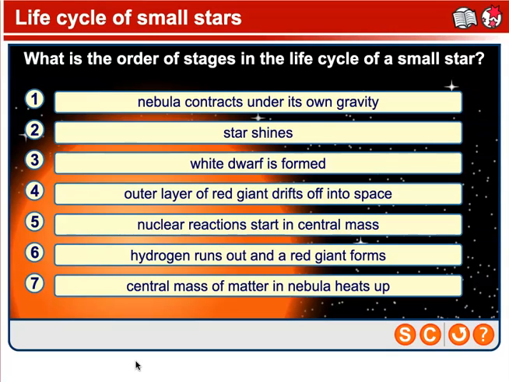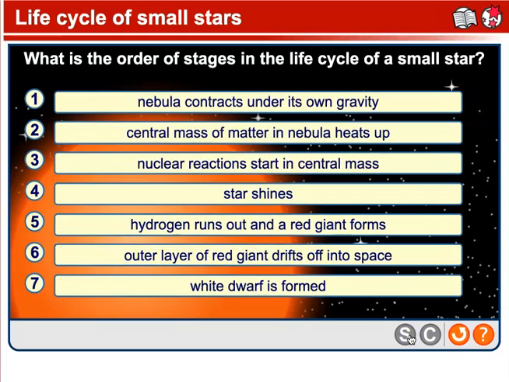So let's revisit the life cycle of small stars. What is the order of stages in the life cycle of a small star? Number 1, a nebula contracts under its own gravity. Number 2, central mass of the matter in a nebula heats up. Number 3, nuclear reactions start in central mass. Number 4, the star shines.